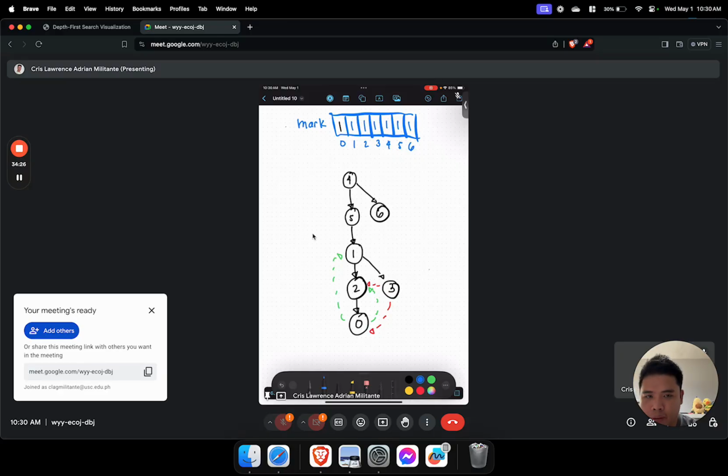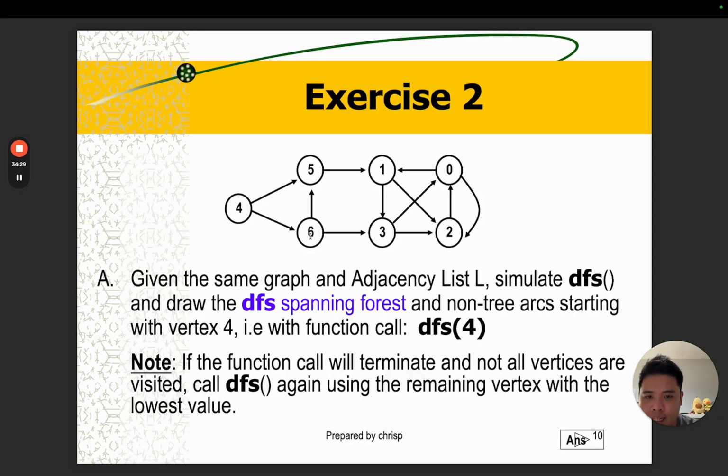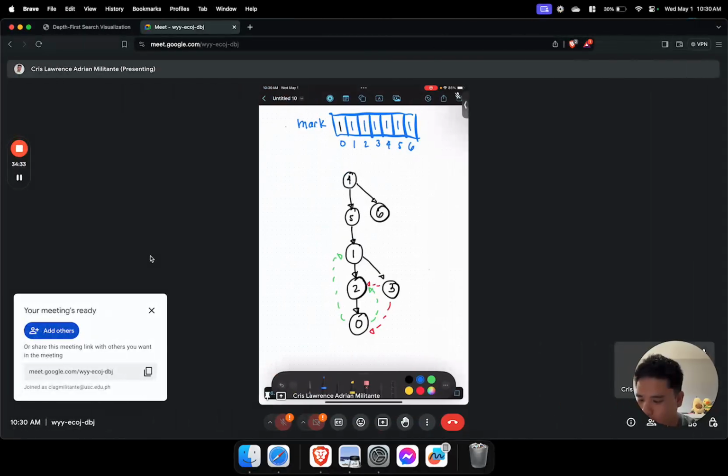And then I am going to check 6. 6 is adjacent to 5 and 3. But 5 and 3 are already visited. So that means I need to have some broken lines going from 6 to 5 and 6 to 3.